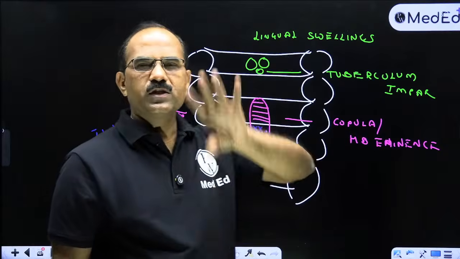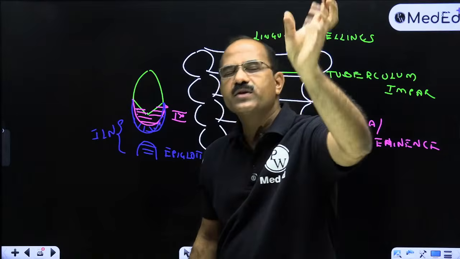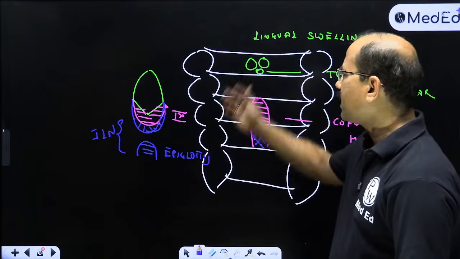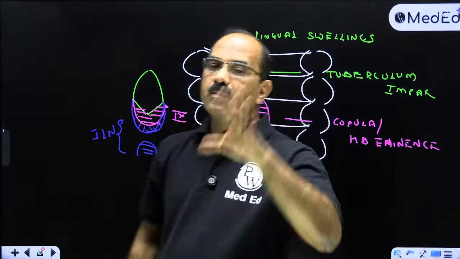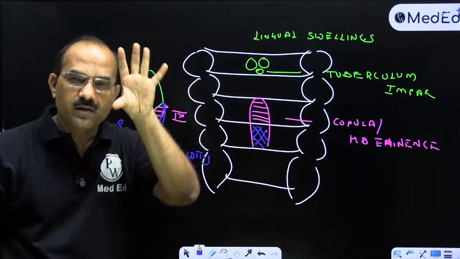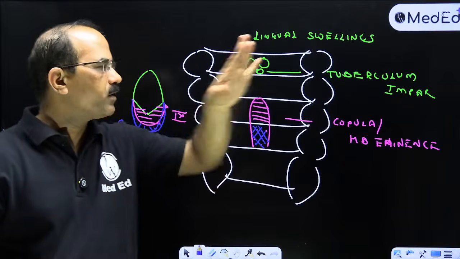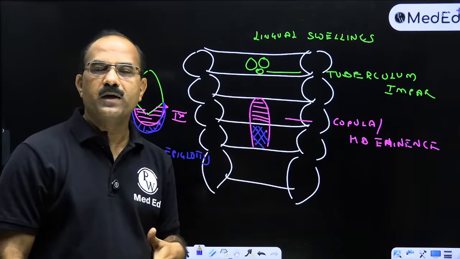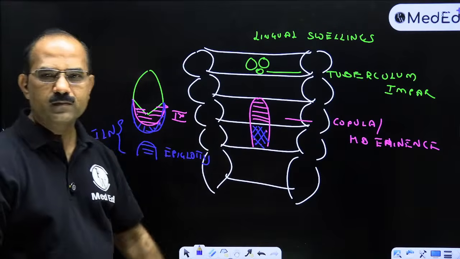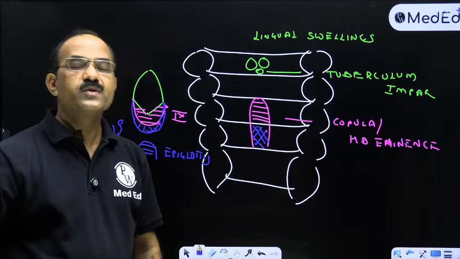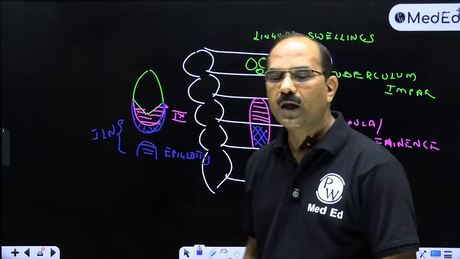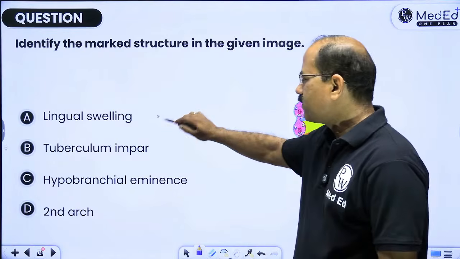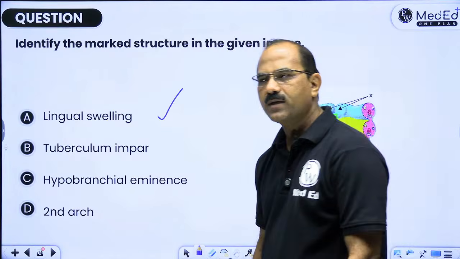So what do the two lingual swellings and the tuberculum impar form? The anterior two-thirds of the tongue, supplied by the lingual nerve. The first arch's nerve is the mandibular nerve, so it is a branch of the mandibular, that is, the lingual. The posterior one-third of the tongue is derived from the third arch, from the cranial part of the hypobranchial eminence, supplied by the glossopharyngeal nerve. The posterior-most part of the tongue is derived from the fourth arch, supplied by the internal laryngeal nerve. What else is formed with it? The epiglottis. Fine, students. So the answer is lingual swellings. Is this clear?